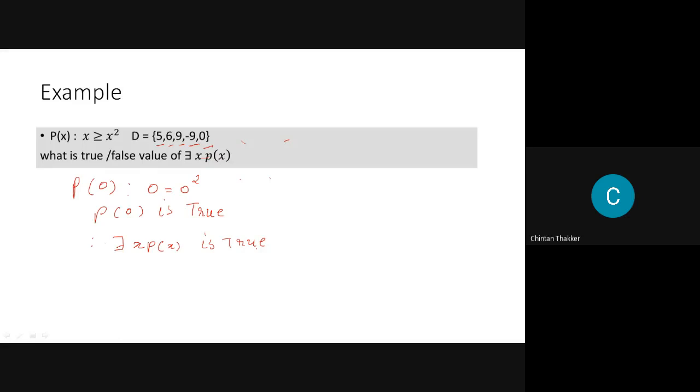Okay. So remember this. When we find the value of for all x P(x), we find the value of x for which P(x) is false. When we want to find the value of there exists x P(x), we find the x for which P(x) is true. Okay. In for all x P(x), we find the counterexample. In there exists x P(x), we find the witnesses. Okay.